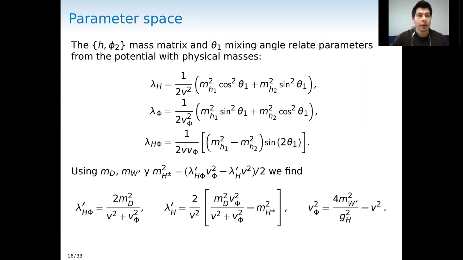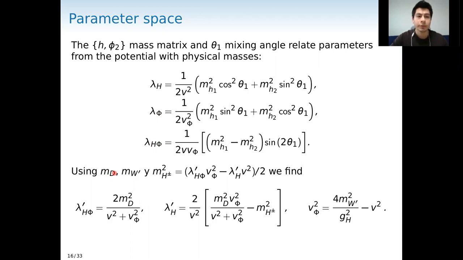Now, a little bit about the parameter space that we're going to be working with. We have the mass matrix for the mixing between H, the Higgs, and the phi 2, and we have the mixing angle theta 1 between them. We can use this mass matrix to relate the parameters of the potential with the physical masses. The expressions that we can get relate the lambda_H parameter with the mass of the Higgs, that is the Higgs in the standard model, and the mass of the Hibby Higgs, and the mixing between them. We similarly can do the same for lambda_phi and lambda_H phi.